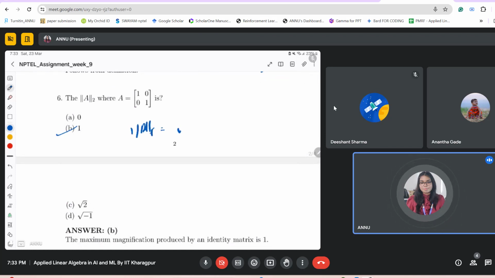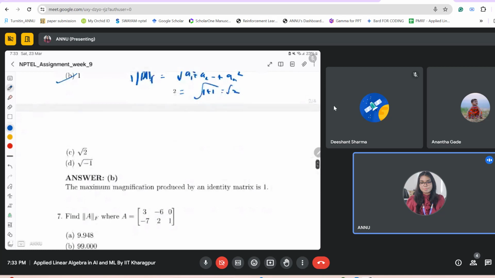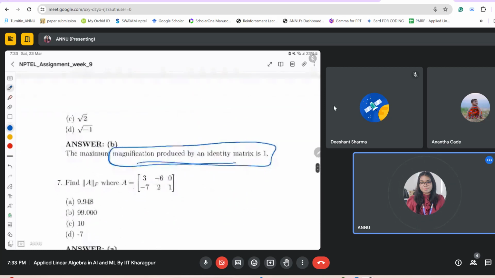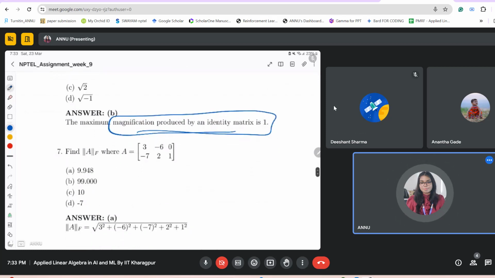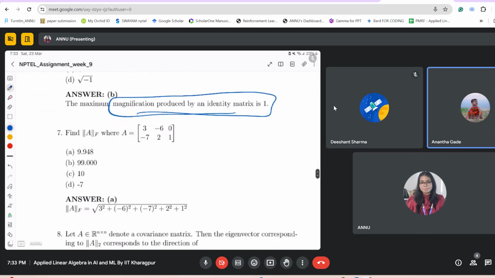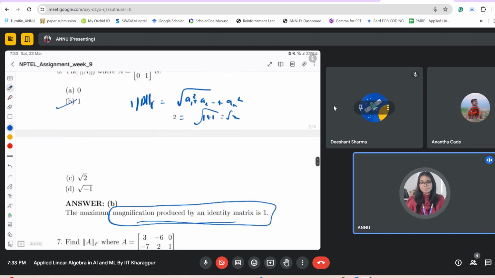So what I was trying to do was the Frobenius norm. Okay, this is actually the square root of a1 square plus a2 square, and so on, plus an square. This is 1 plus 1, this is root 2. In case of the Frobenius norm, it will be this one. This is the maximum magnification produced by the identity matrix, which is 1. Okay, this is the Frobenius norm. You can calculate it with. Ma'am, since it is an identity matrix, it is trivial. But if you take any other matrix.